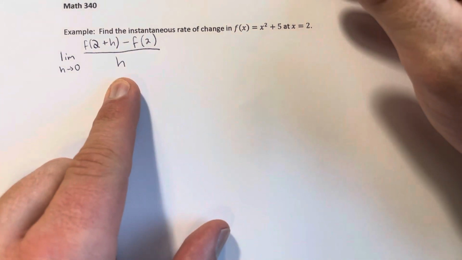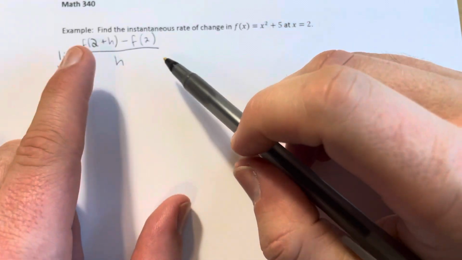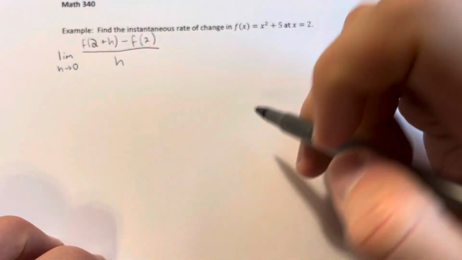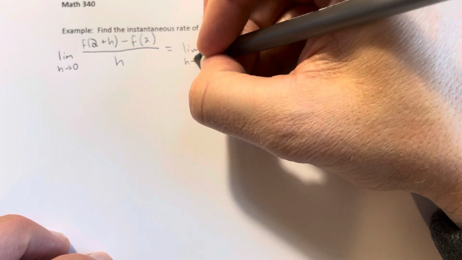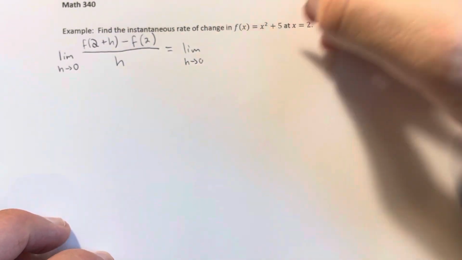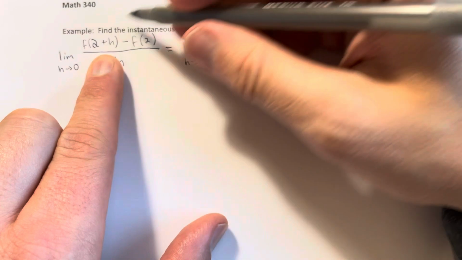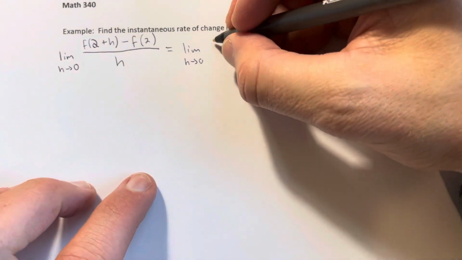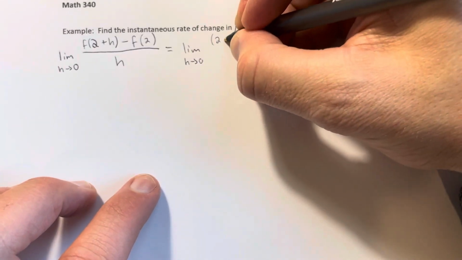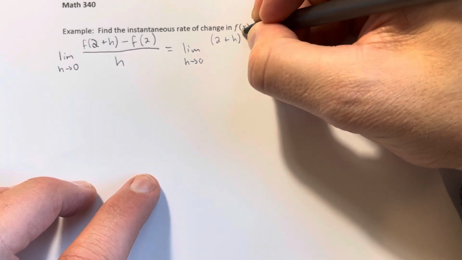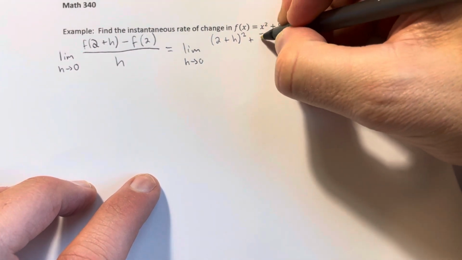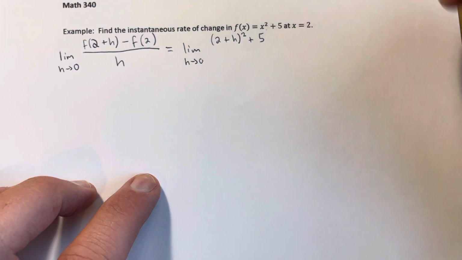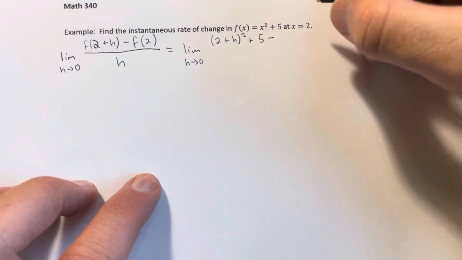So now what we want to do is figure out what this numerator actually looks like. So this is, again, the limit as h approaches 0 of, I want to take 2 plus h and substitute it in for the x here. So that's going to look like 2 plus h squared plus 5. So there's the function when I plug a 2 plus h into it, minus f of 2.